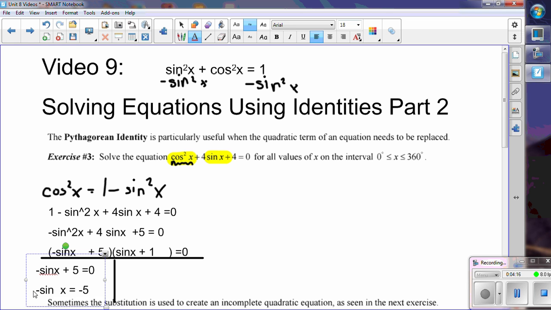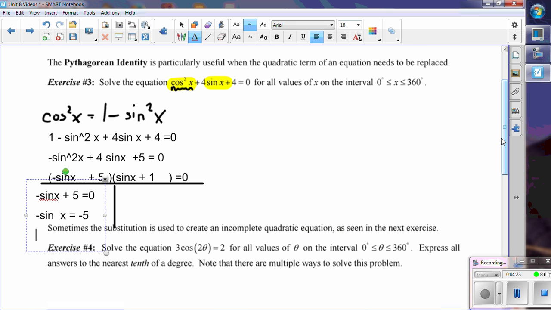And dividing by negative 1, we would get sine of x is equal to 5. Now we all know that that has no solution because sine of x has to be between negative 1 and positive 1.